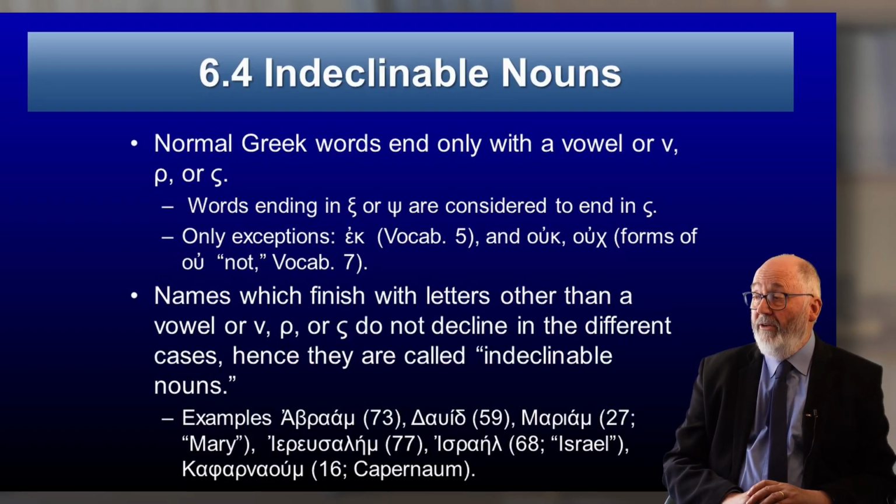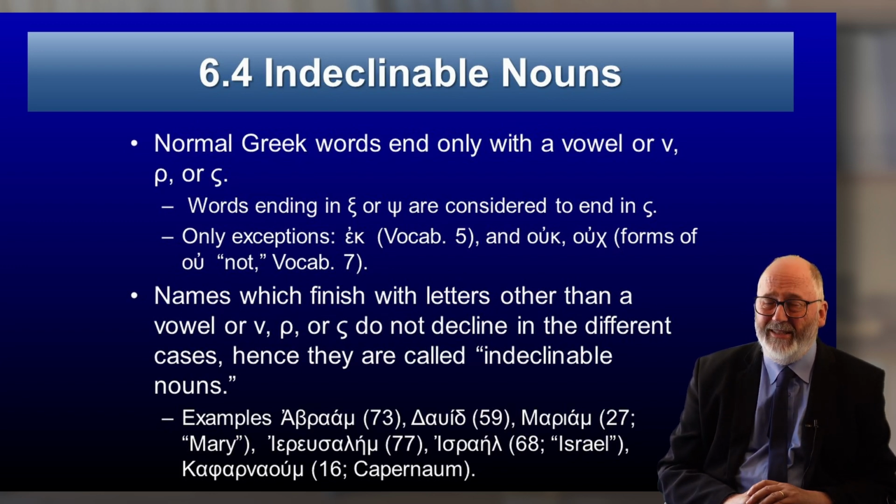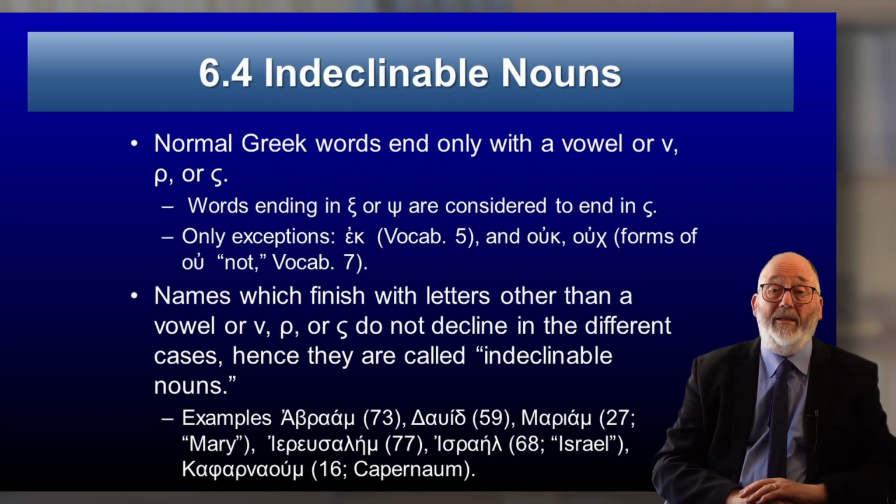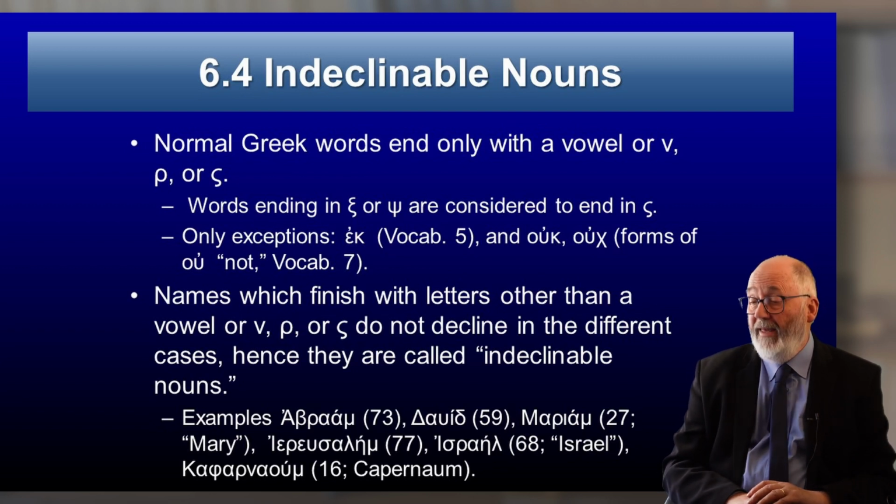Now let's think about names and how they change with the different cases. In fact, many names can't change. Normal Greek words end only with a vowel, or nu, rho, or sigma. There are actually 3 exceptions, but the rule holds up. And xi and psi are considered to end with a sigma. So, names which finish with letters other than a vowel, or nu, or rho, or sigma, do not decline because there was no pattern that they could use to decline them. Hence, they are called indeclinable nouns.